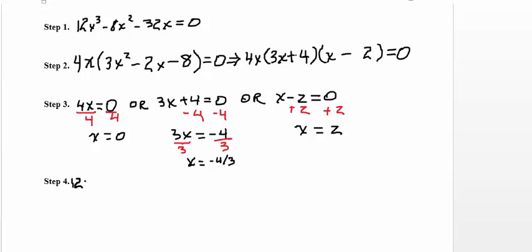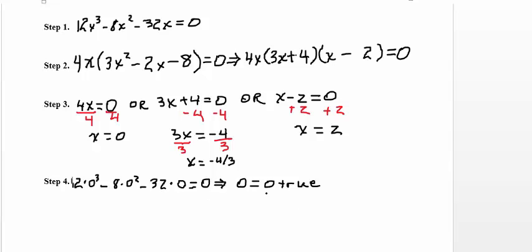So 12 times 0 cubed minus 8 times 0 squared minus 32 times 0 is 0. The left side becomes 0. The right side is 0, and this 0 does equal 0, so that's true.